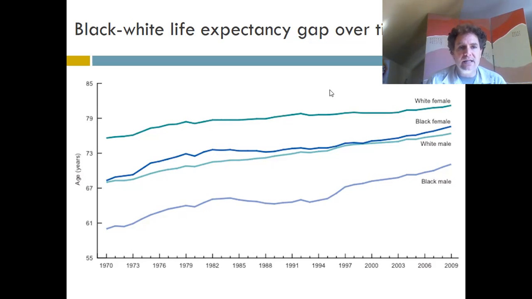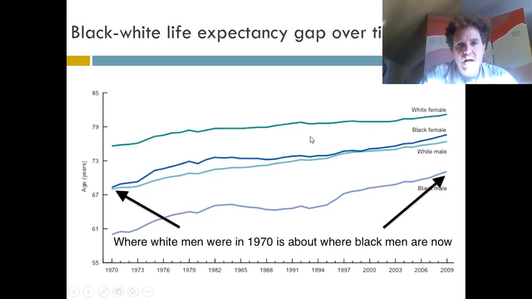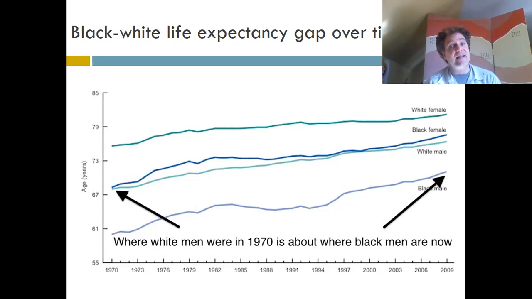What we can also notice is that to a certain degree, the gap is shrinking slightly, right? The gap is a little bit smaller in 2009 than it was in 1970. So that's positive news. However, the way to think about this is that Black Americans are in some sense lagging behind in terms of their life expectancy, right? In 2009, Black American men had the life expectancy that white American men had in 1970.